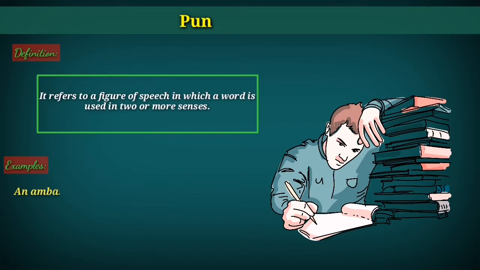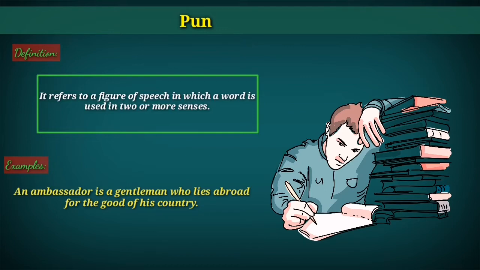The first example is, an ambassador is a gentleman who lies abroad for the good of his country. Here in this example, look at the term lies abroad. Basically, the term lies abroad has two meanings. One is telling lies abroad, and the second is living abroad. So here it is a figure of speech, pun, because this sentence has two meanings. The first one is, an ambassador is a gentleman who tells lies abroad for the good of his country. And the second meaning is, an ambassador is a gentleman who is living abroad for the good of his country.